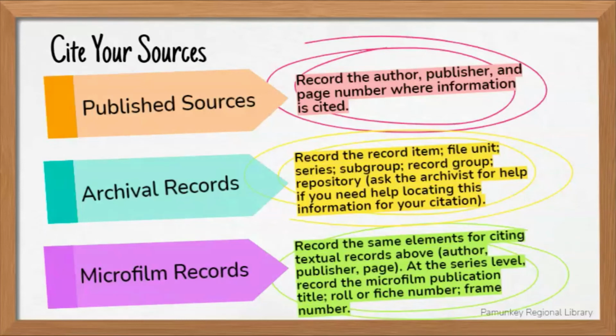And then microfilm records. Record the same elements for citing textual records above, so author, publisher, page, that kind of stuff. Then at the series level, record the microfilm publication, title, roll or fiche number, and frame number. So you're going to want all the information for what is on the microfilm, like what the document originally was, but you're also going to want the information for the microfilm itself. Say a book was put onto microfilm: you would want all of the information as if you were going to cite that book, but you would also want to know what roll of microfilm or what page of microfilm you are looking at.